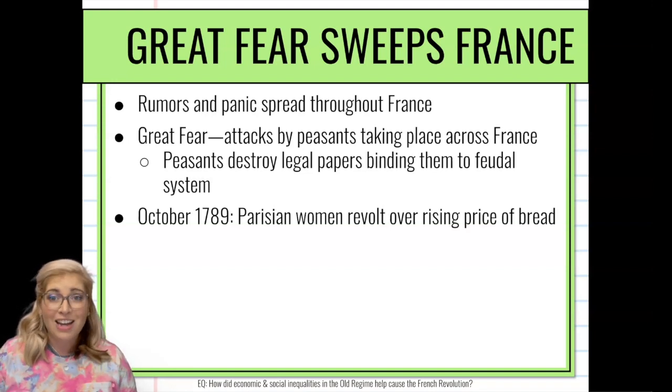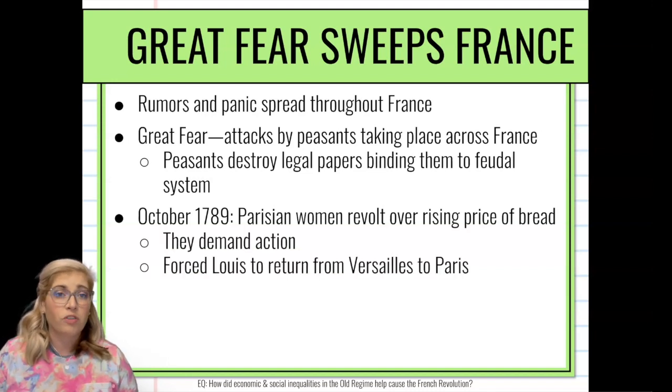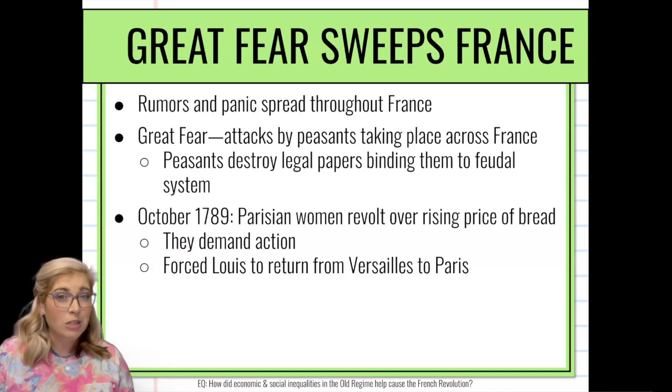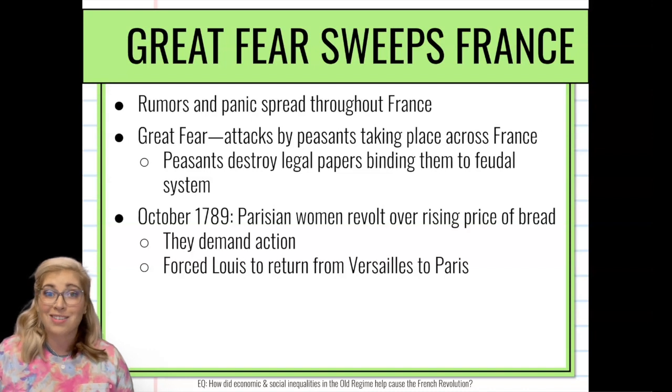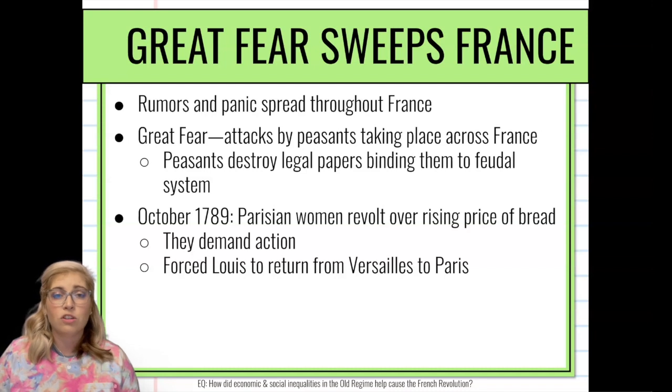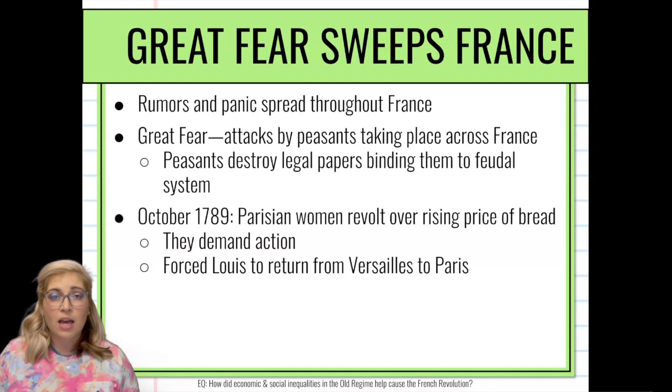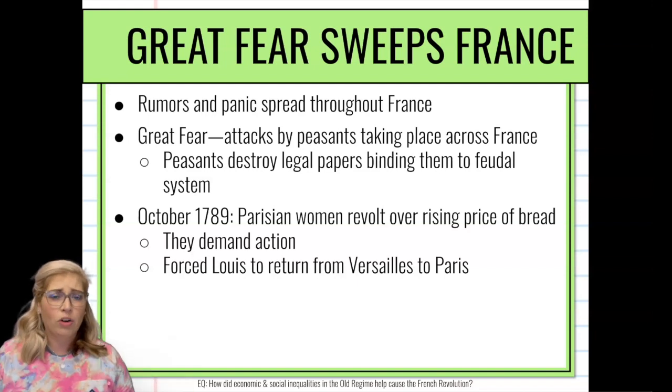So they demand action, and it forces Louis as well as Marie Antoinette to return from Versailles to Paris to juggle these things and take care of them. This is where the famous quote, "Let them eat cake," supposedly came from, but historians say that Marie Antoinette never actually said that. But a lot of people credit this time period, the fact that people were starving in the street, to Marie Antoinette, because she was just so lavish and out of tune with the times. Oh, just let them eat cake, like whatever. But she never said that.